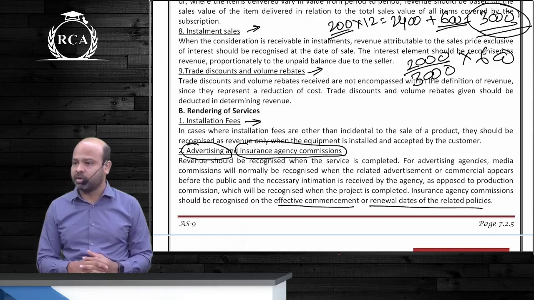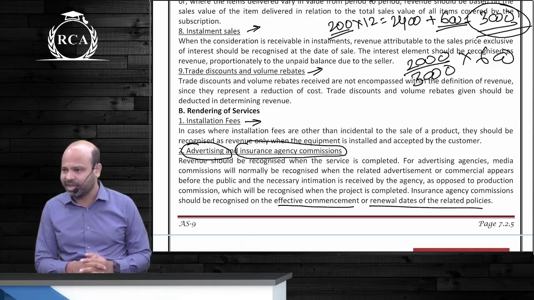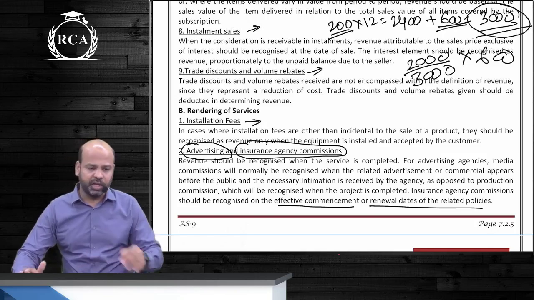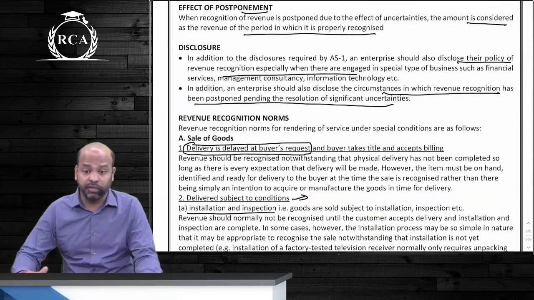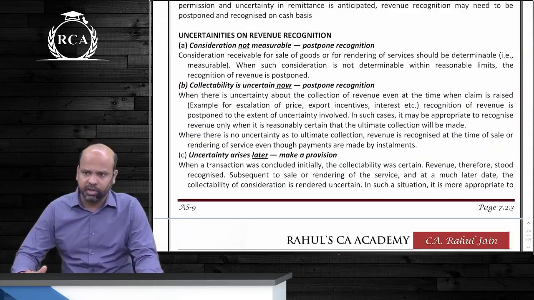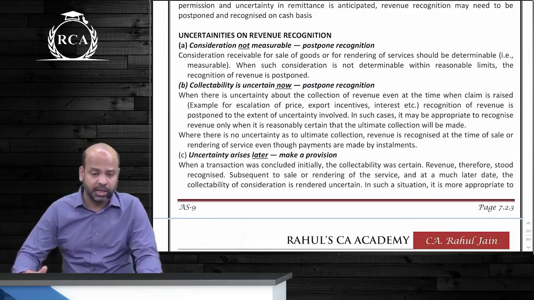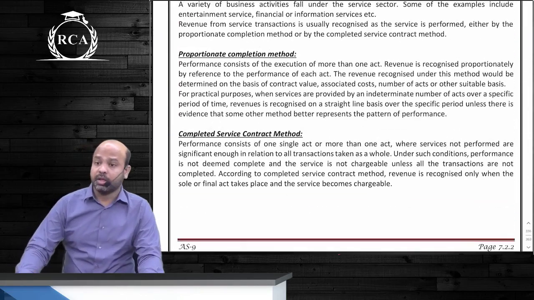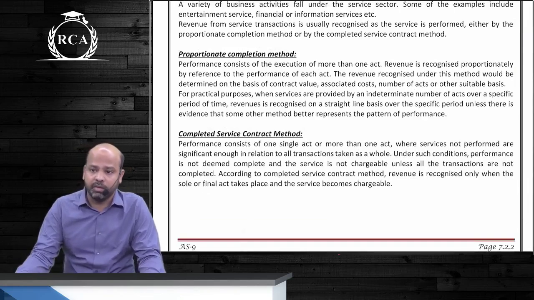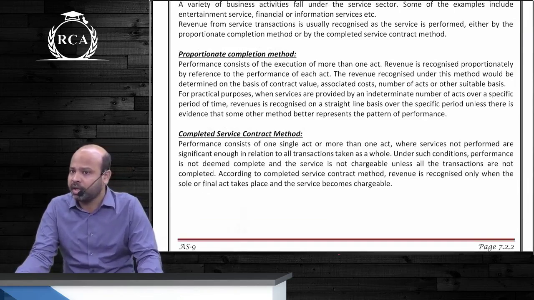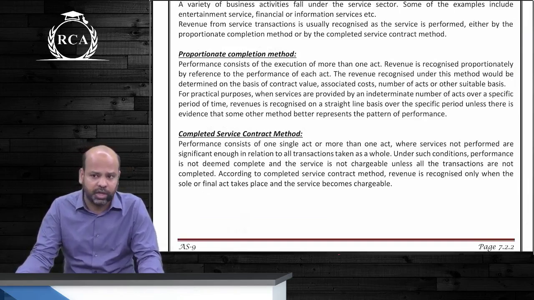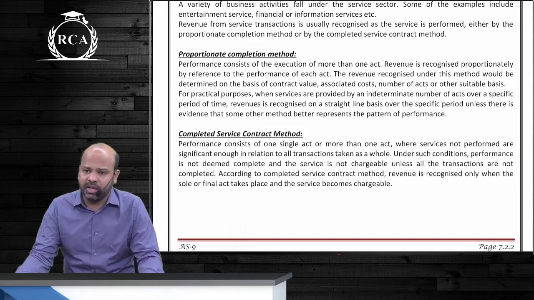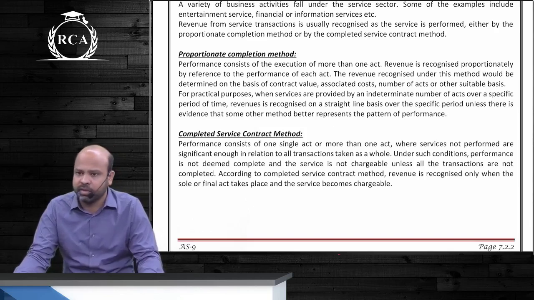Only the net amount of revenue will be transferred to your P&L statement. After sale of goods, we moved on to rendering of services. In rendering of services, there is no tangible property that is being transferred as such from the buyer to the seller. That is why here we talk about consideration is measurable and then there is certainty of collection. Apart from this, I said there are two methods that are prescribed for rendering of services.